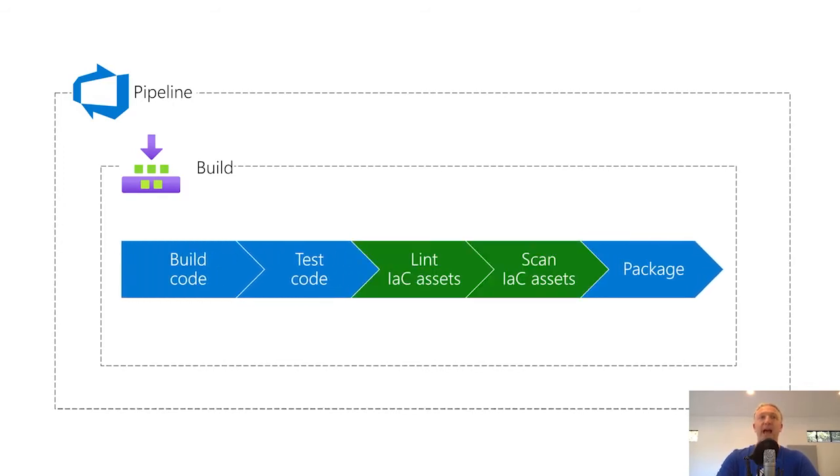We can actually add a similar approach for our IAC assets. So we can lint them, so we can ensure that they're syntactically correct. And we can also scan those IAC assets for known vulnerabilities, known misconfigurations, whether people have hard-coded passwords, secrets, credentials, that kind of thing into those assets. That can all be caught in the build pipeline. And if they're found, we can fail the pipeline so that the artifacts are never released.